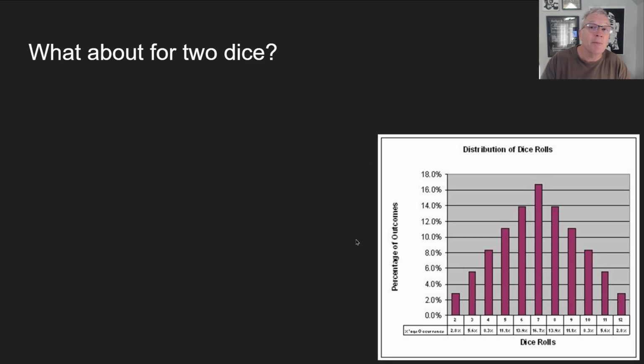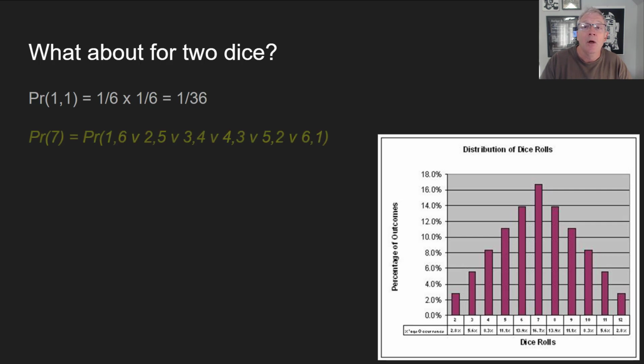Okay, so let's go to some simpler cases. What's the probability that when you roll 2 dice, or 1 die twice, you'll get a 1 and a 1? It's 1/6 times 1/6, which is 1/36. What's the probability that when you roll 2 dice, you'll get a sum total of 7? That is, when you add the two numbers that come up, they'll come out to be 7. Well, there are several ways to get a combination of 7 with 2 dice. You can get it with a 1 and a 6, 2 and a 5, 3 and a 4, 4 and a 3, 5 and a 2, and a 6 and a 1.